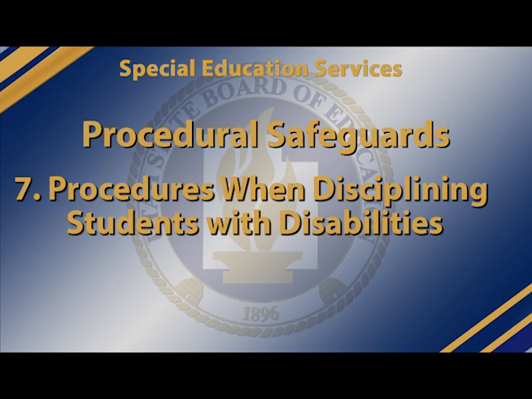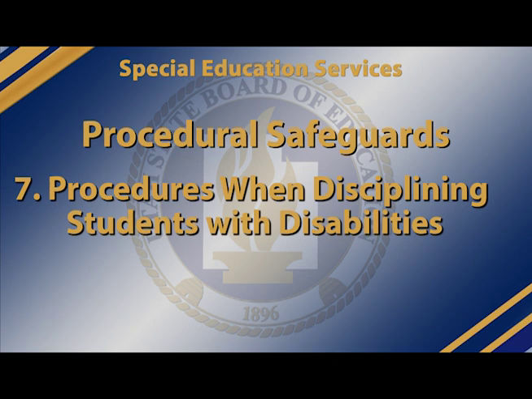If the LEA, the parent or adult student, and relevant members of the student's IEP team determine that the misconduct was a direct result of the LEA's failure to implement the IEP, the LEA must take immediate steps to remedy those deficiencies. Determination that behavior was a manifestation of the student's disability.